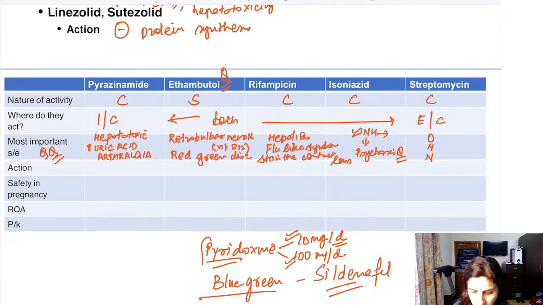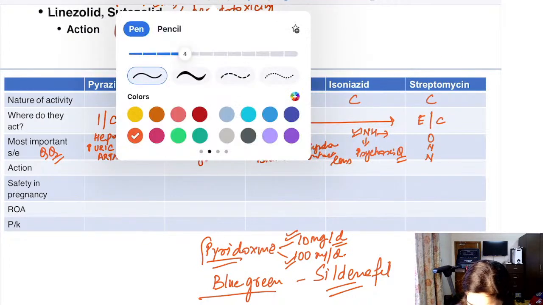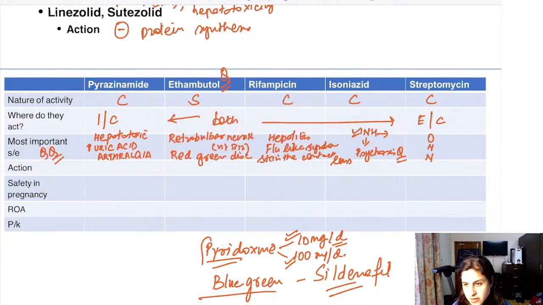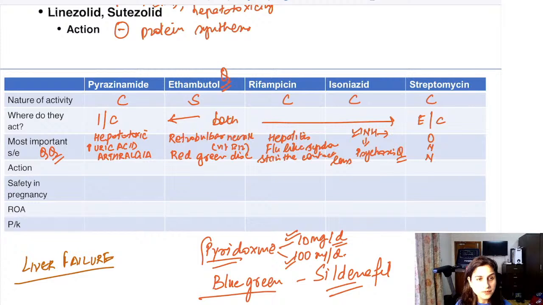And now another question I want to tell you is, which of these drugs is safest, or you can give in liver failure. Liver failure में कौन सी drugs दोगे, दे सकते हो rather. Which of these, जितने भी हमने अभी बात की है, which of these drugs can be given in liver failure? Or they are safer in liver failure as compared to the others?